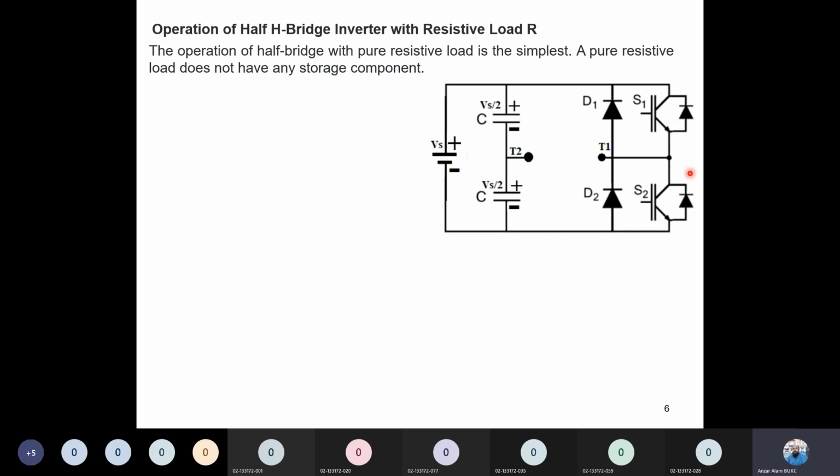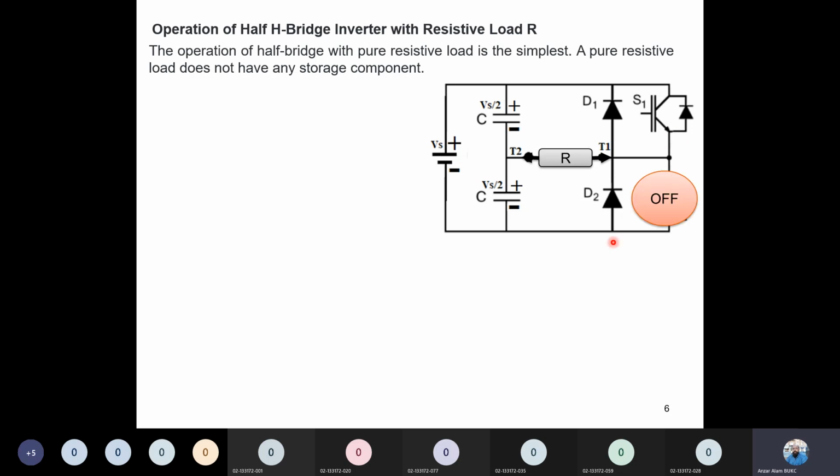So now what will you do? You made the inverter circuit. Now you have to connect the load. Please remember here that T1 is the first terminal of the load. So we will measure voltage by taking this T1 as a reference point. Okay. So the operation is simple. First we will turn on S1 while keeping S2 off, and similarly the vice versa.